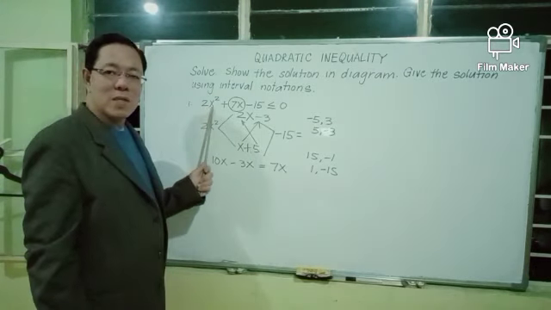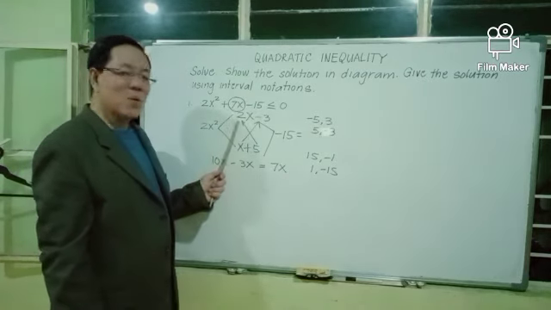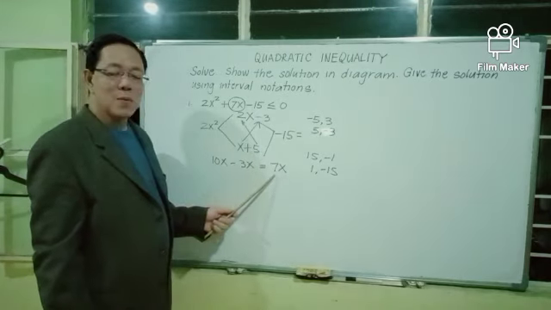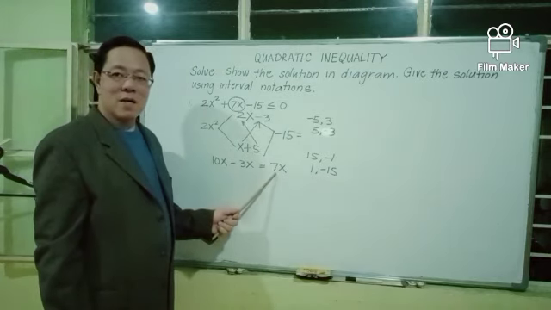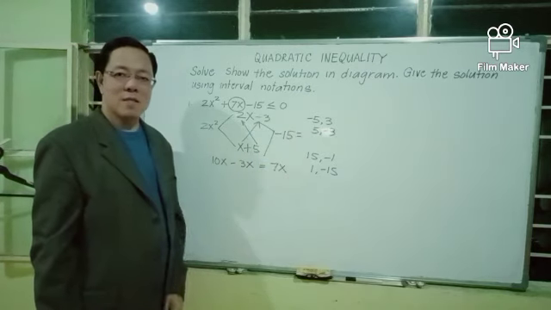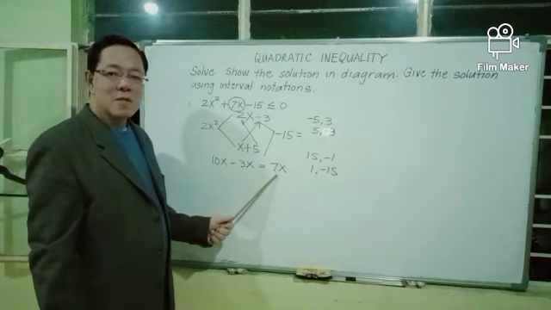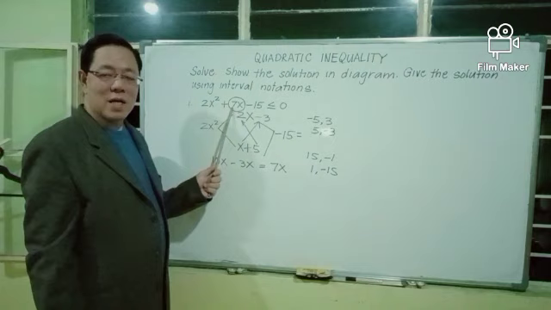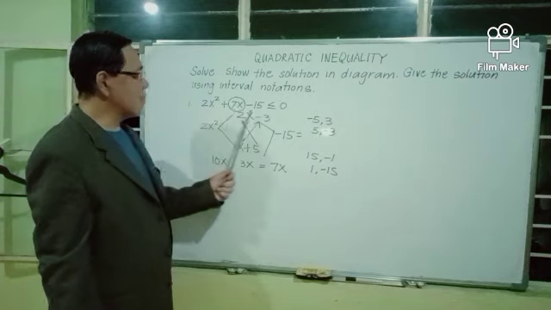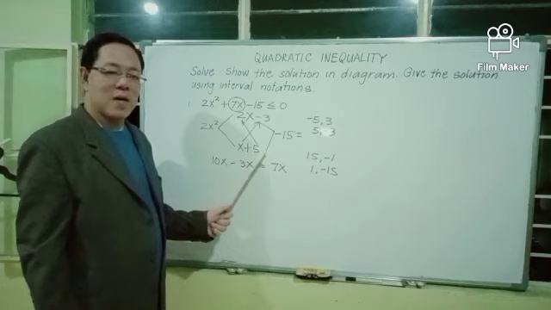The factors of the quadratic expression 2x squared plus 7x minus 15 are 2x minus 3 and x plus 5. If you did not get the middle term in checking, you try the other sets of factors. But since we get the middle term of the given quadratic expression, then our factors are correct. We now write the left-hand side as the product of 2x minus 3 and x plus 5.